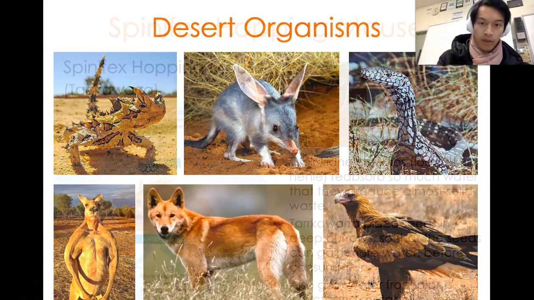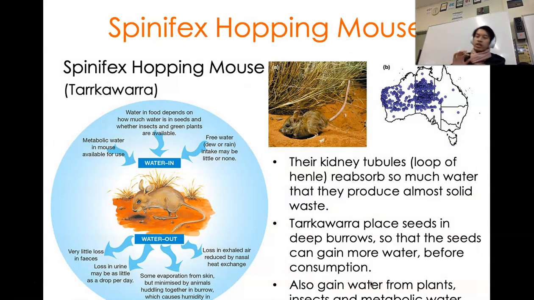Okay, so let's talk about a few other examples and actually hone in on some of the adaptations. So let me introduce you to the Spinifex hopping mouse, or otherwise known as the takawara. And you can see here the Spinifex hopping mouse is a very key species that exemplifies what the adaptations of desert organisms would look like.